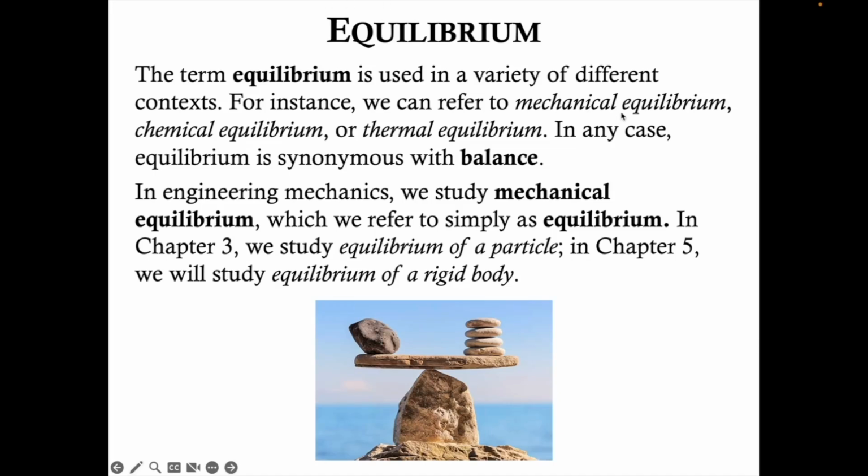So mechanical equilibrium is in the context of mechanics and physics. Chemical equilibrium is in the context of chemistry and balancing chemical equations. And thermal equilibrium is in the context of thermal mechanics or thermodynamics. And it always implies balance of some sort.